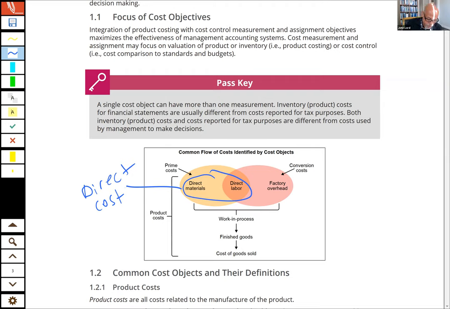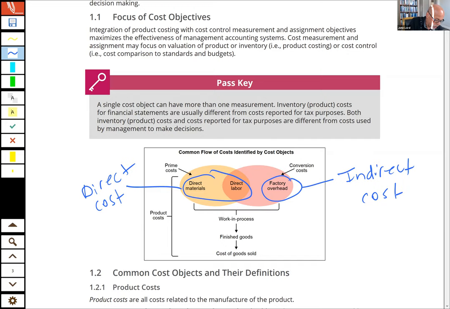Now, we also have factory overhead. And factory overhead is considered an indirect cost. Okay, now what do we mean by indirect? Indirect by definition means that it is too difficult to trace the cost of your indirect cost directly to the product. Okay, that's the term indirect. So our electricity bill, our glue that we may even use to put together that table, it is difficult to trace those costs directly. We call those indirect costs, okay?